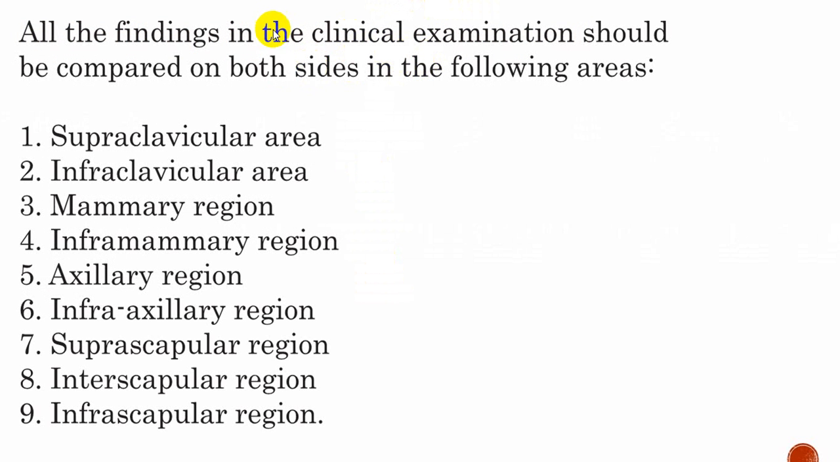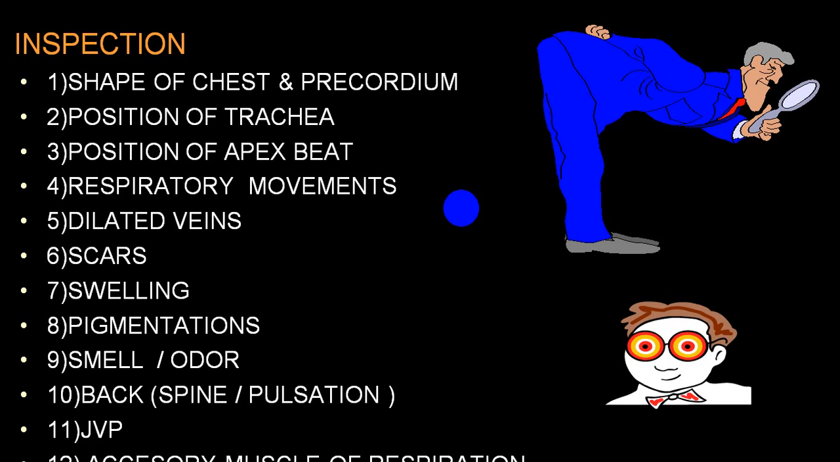Now when you examine, we always go from top to bottom. That is, you examine supraclavicular region, infraclavicular region anteriorly, mammary region, inframammary, and then you go to the axillary region. In axillary fossa, infraaxillary region, posteriorly suprascapular, interscapular and infrascapular. So these three are posterior examination. These two are lateral examination, and this is anterior examination. So you follow that particular pattern, the chances of missing something will be very, very less.